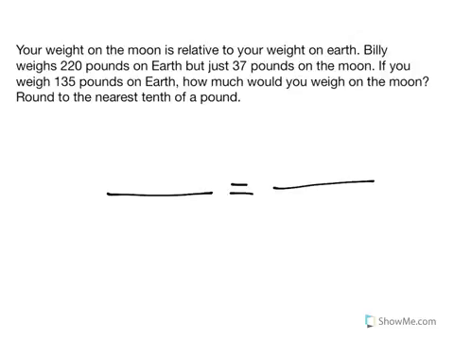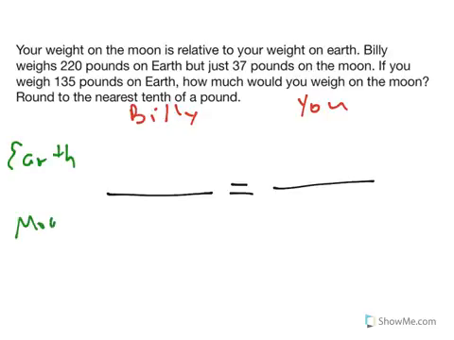And you might be saying, how do I know I want to set up a proportion? Well, you're doing a comparison. First, you're comparing Billy to you, and you're comparing the Earth and the moon in terms of how much you weigh in each place. And so it's important, if you're doing a comparison of if this is true, then what else has to be true, that's where we use proportional reasoning.